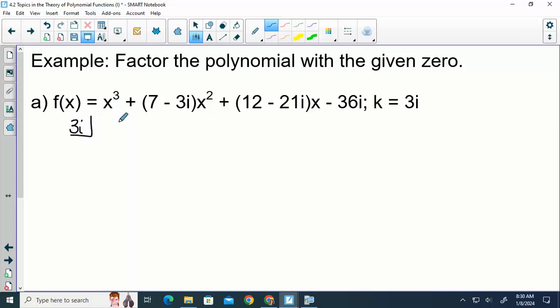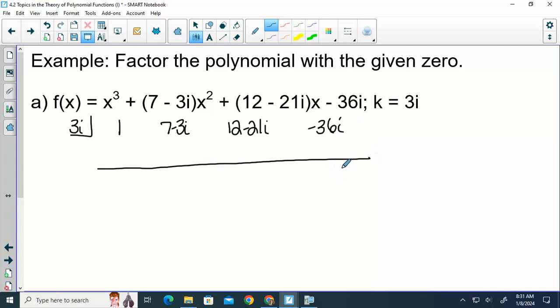My coefficients: it's a 1x cubed. My x squared coefficient is 7 minus 3i. My x coefficient is 12 minus 21i. And my constant is negative 36i. And we know when we do this, we should get a remainder of 0.